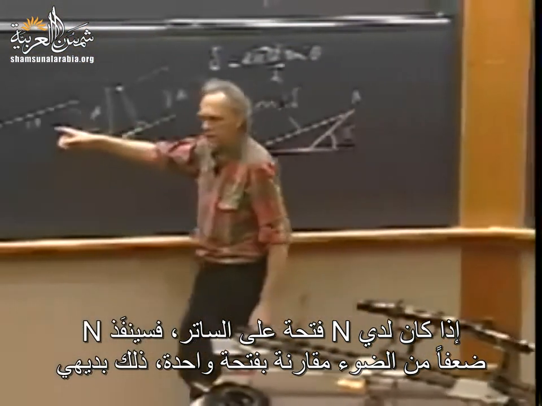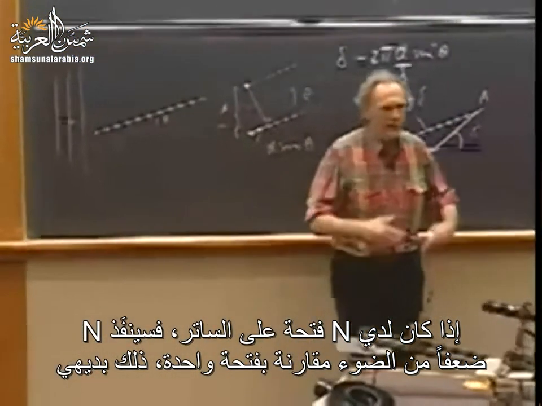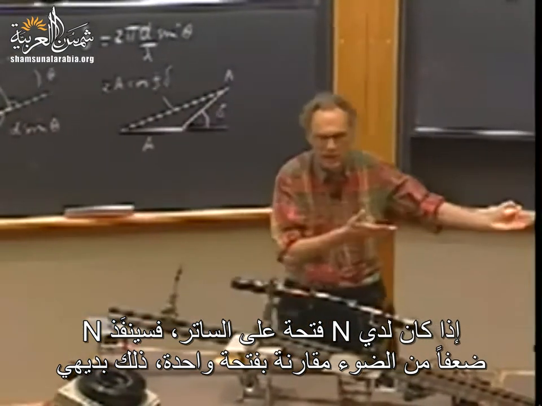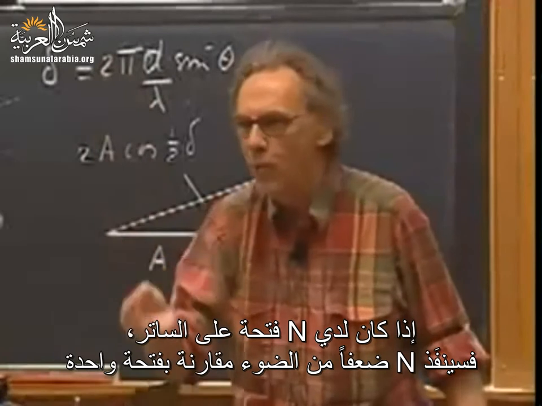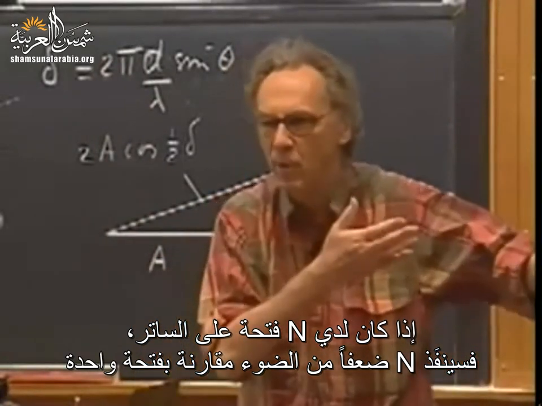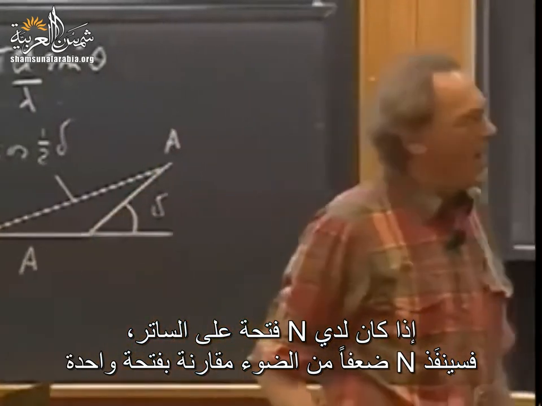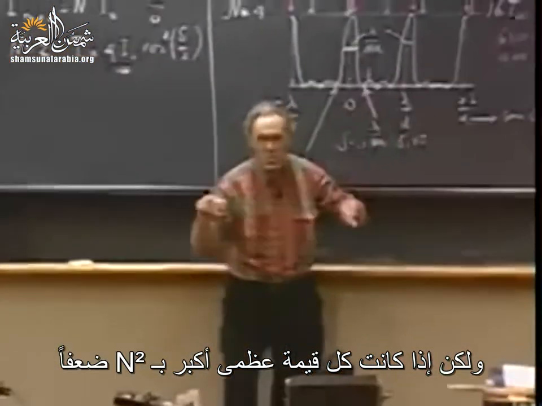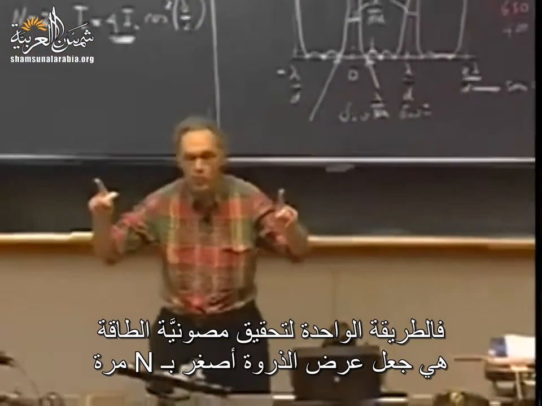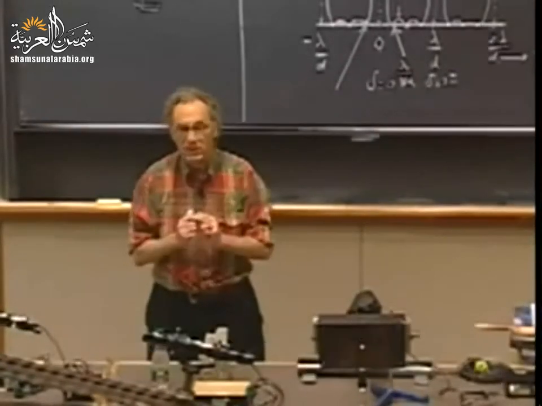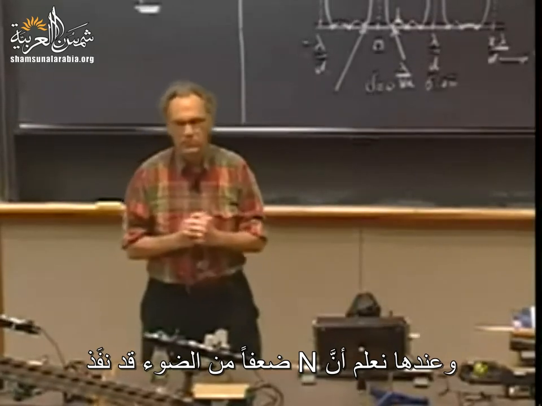If I have n of these openings in the screen, they will let n times more light through than one opening. That's straightforward. You can tell that to your kid brother. If you have n openings in the screen, you get n times more light through than if you had one opening. That's non-negotiable, right? But if each maximum is n squared times higher, the only way that you can conserve energy is if you make the maximum n times smaller. Then you know that n times more light went through.